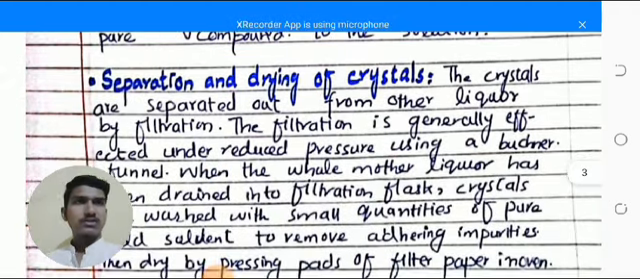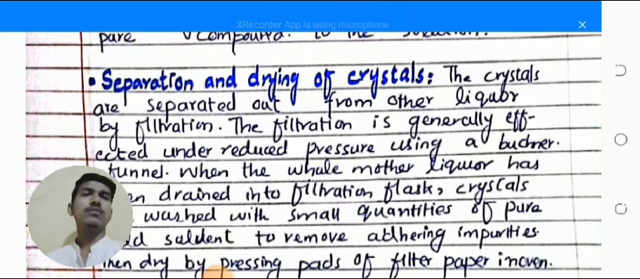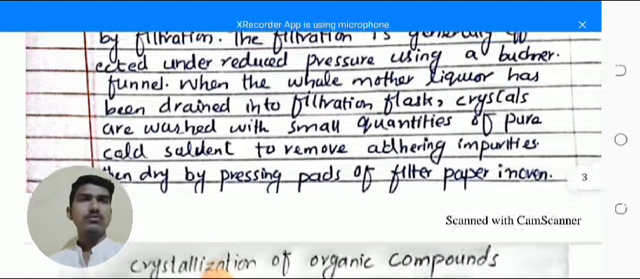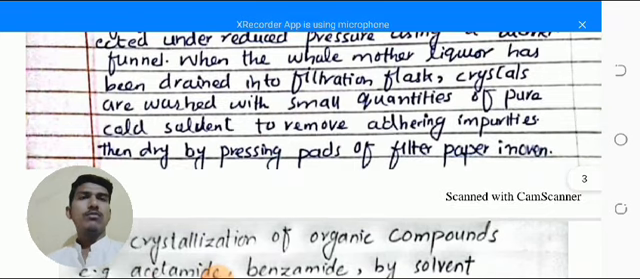Separation and drying of crystals. The crystals are separated out from the mother liquor by filtration. The filtration is generally effected under reduced pressure using a Buchner funnel. When the whole mother liquor has been drained into the filtration flask, the crystals are washed with small quantities of pure cold solvent to remove adhering impurities. Then dry by pressing between pads of filter paper.